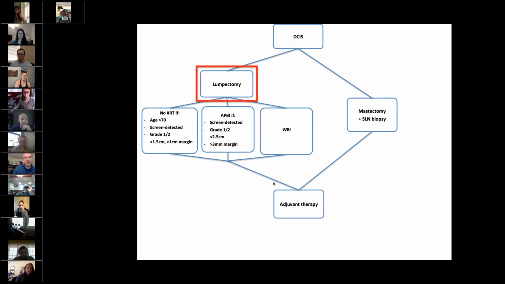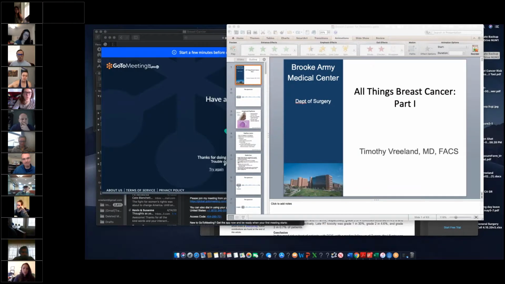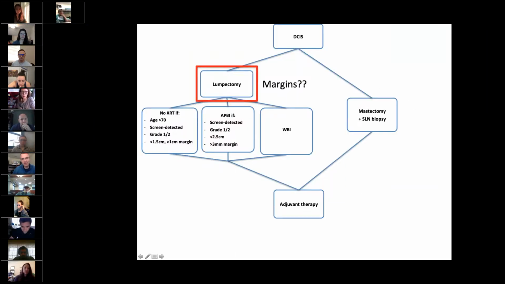Final thing on local therapy for DCIS, what margins do we need? Beth? For DCIS? Yes. I've read 1 centimeter, but it was kind of inconsistent when I was reading yesterday. I know that for invasive cancer, it's no tumor on ink, but I actually think you need bigger. Good. Yeah, so it's confusing, but yes, you need a wider margin for DCIS than invasive. Anybody know the number? 2 millimeters. All right, it's 2 millimeters.